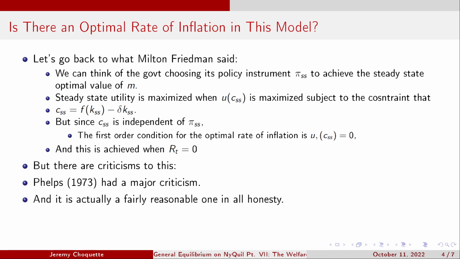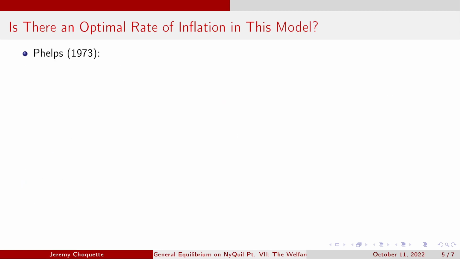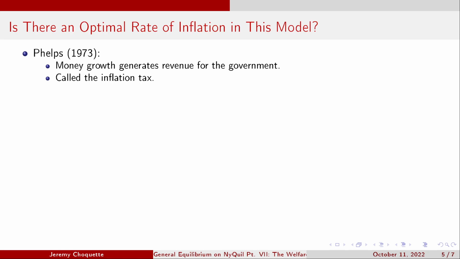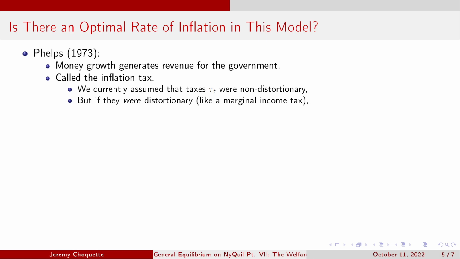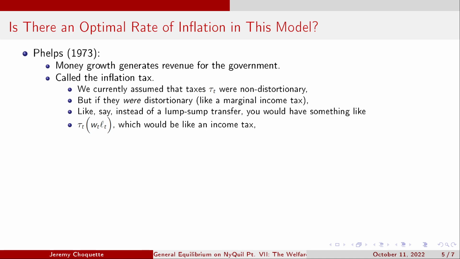Phelps in 1973 had a major criticism, and like I said, this is a fairly reasonable argument, which we can talk about in the next slide. So in 1973, Phelps argued that money growth generates revenue for the government. It's called the inflation tax. Now, we currently assume that taxes were non-distortionary, but let's assume they were distortionary, like a marginal income tax or something of that nature. Instead of a lump sum transfer, you could have, say, a tax on wage earnings, or like an income tax, or maybe something like tau times y.